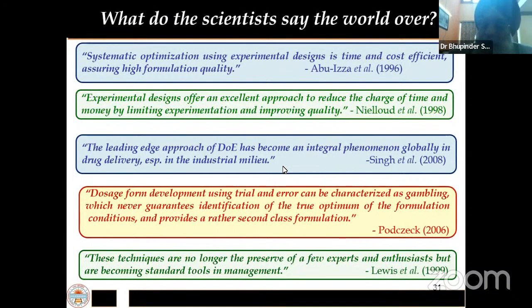People have been saying many things about DOE versus OVAT, but the most important is Hörzak's. He said that dosage form development using the traditional technique of OFAT or OVAT can be characterized as gambling. It can turn into a good formulation, but it may usually turn out to be a second-class formulation, because it's like gambling. You may get a head, you may get a tail, you may get a black card, you may get a red card.